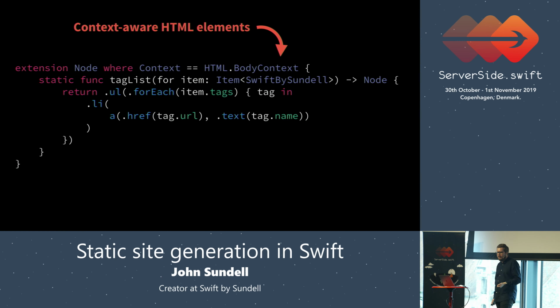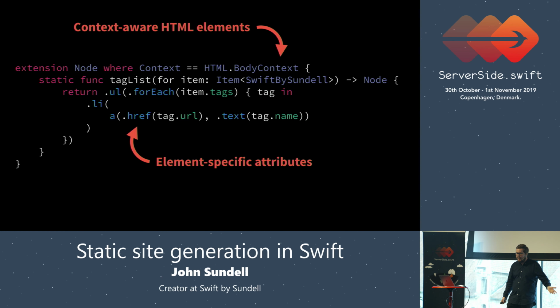And we've got element-specific attributes so that I can type .href here within the A tag, but I can't put it inside of any other tag that doesn't support hrefs. So you get also Swift's compiler helping you out to validate your HTML before you've even deployed your site, which is super cool.